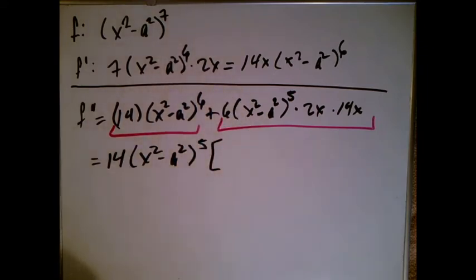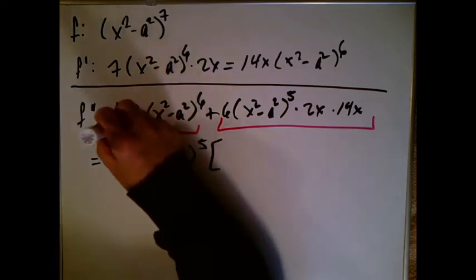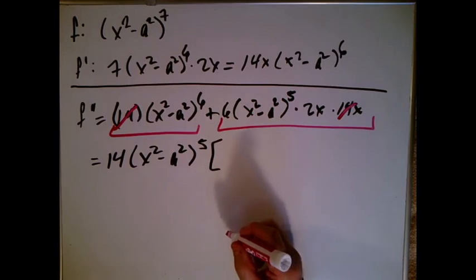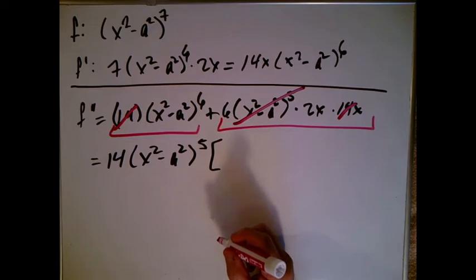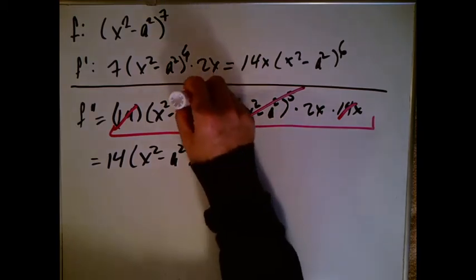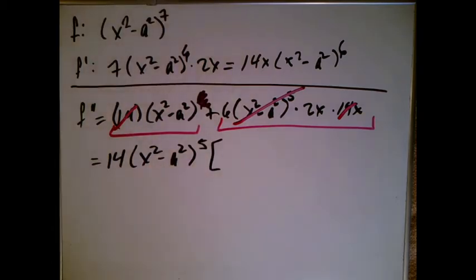I'm going to wipe out with pink the stuff I've already taken out. Yes, so for example, the 14s are both gone. That's good. I took an x squared minus a squared to the 5th out of the first one. I'm going to say out of the second completely. When I take x squared minus a squared to the 5th out of the first one, all it's left with is an x squared minus a squared, so I just get that. And I just want to combine what's left. Combining what's left, here we go.